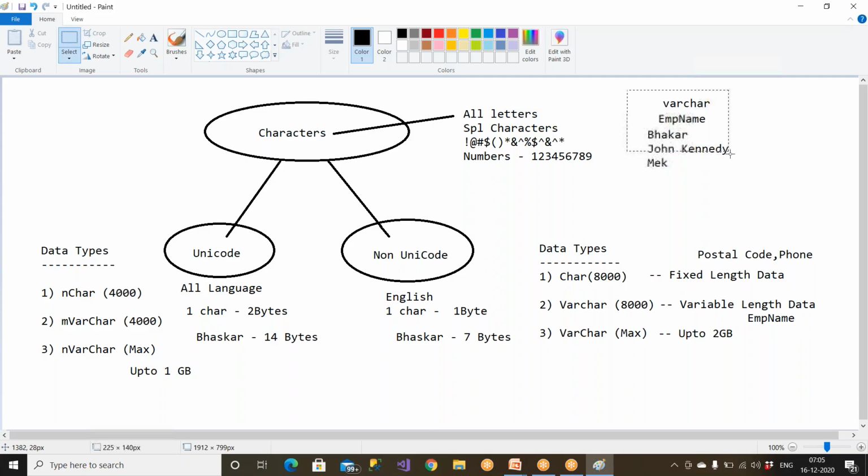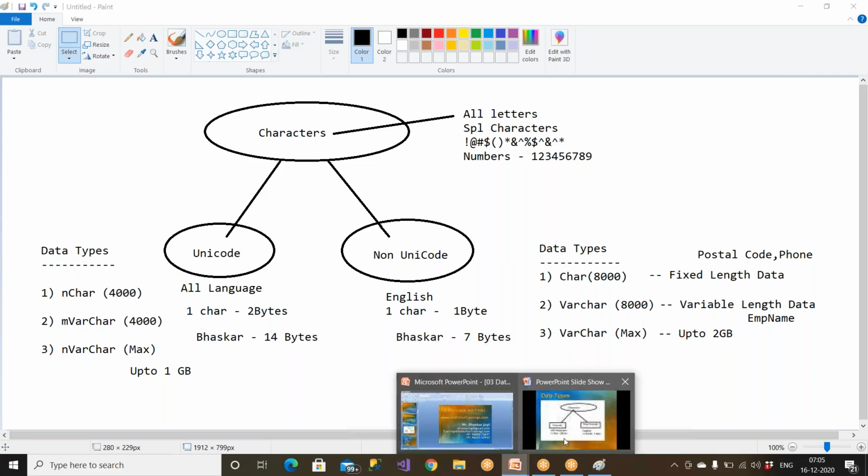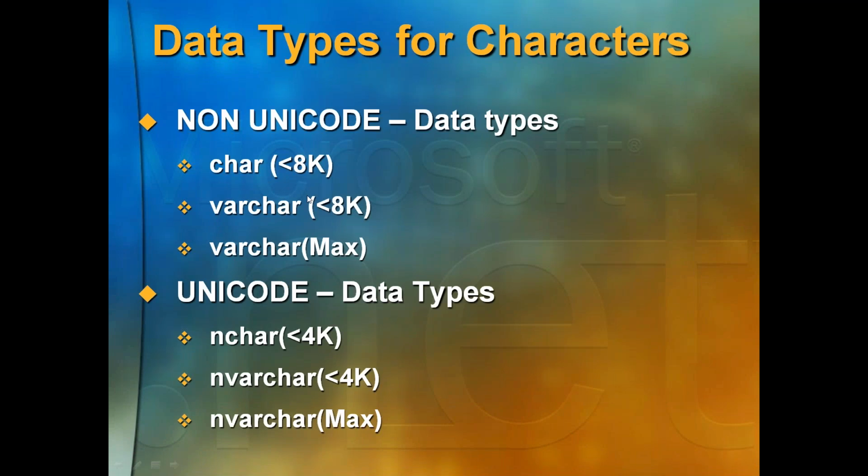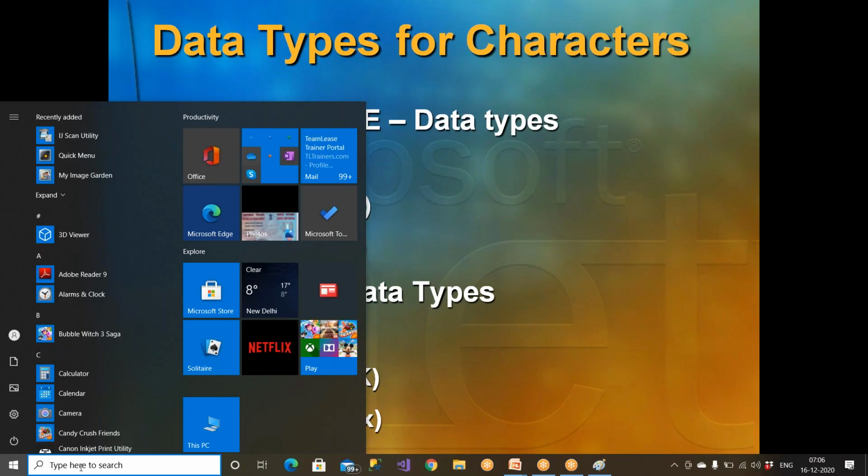Guys, am I clear? Any questions? So these are the data types we have. One is called Unicode data. The second one is called non-Unicode data. Are you clear? So this is what I explained. So char will take up to 8000. Varchar this one, varchar max this one. Unicode nchar, nvarchar, and nvarchar max. Let me go to SQL Server.